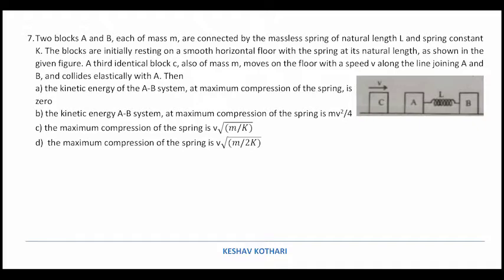Two blocks A and B, each of mass m, are connected by a massless spring of natural length L and spring constant K. The blocks are initially resting on a smooth horizontal floor with the spring at its natural length, as shown in the given figure. A third identical block C, also of mass m, moves on the floor with speed v along the line joining A and B and collides elastically with A.